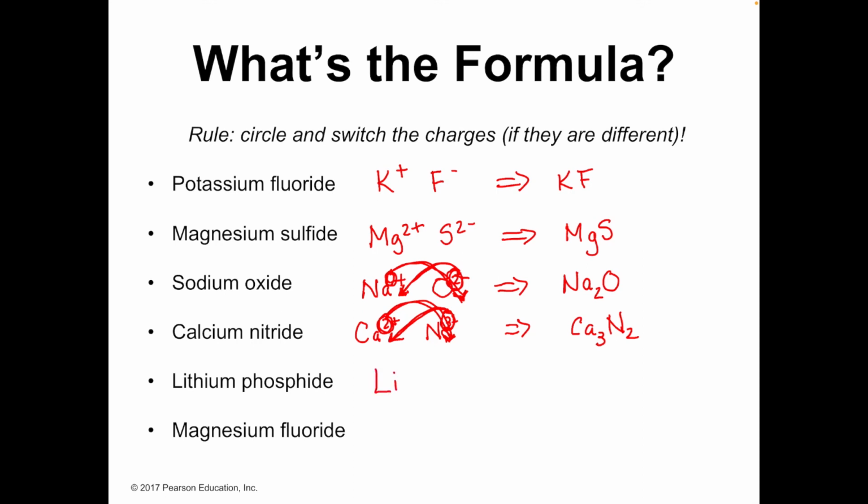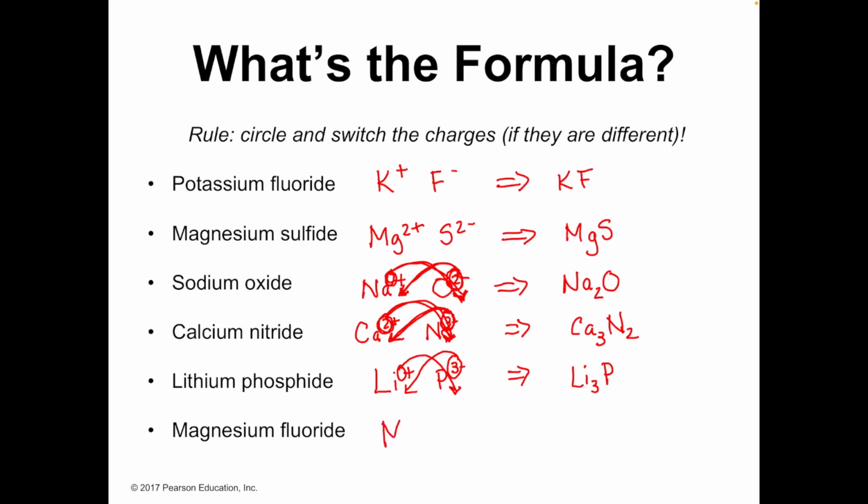Lithium phosphide. Lithium is a 1A, so it forms a 1 plus. Phosphorus is in group 5A, so it forms a 3 minus. So again, we need to circle and switch because our charges are not equal and opposite. So that 3 from the phosphorus is going to go to the lithium, so we get Li3, and that imaginary 1 from the lithium will go to the phosphorus, so we get P, and remember we don't write 1s because they're redundant.